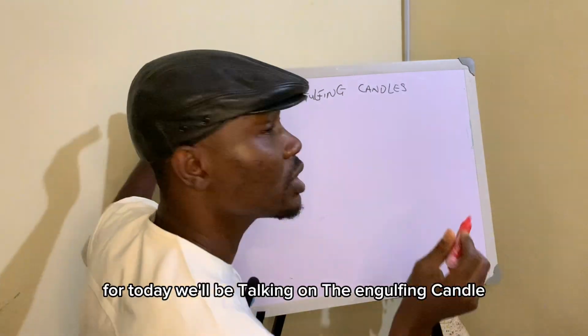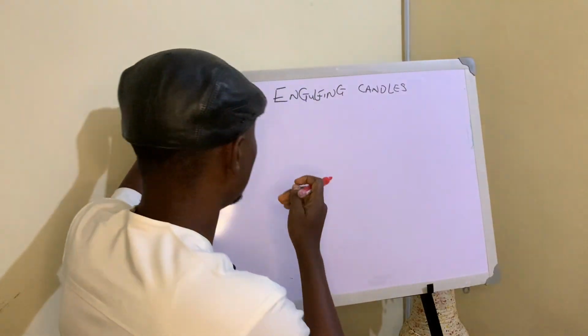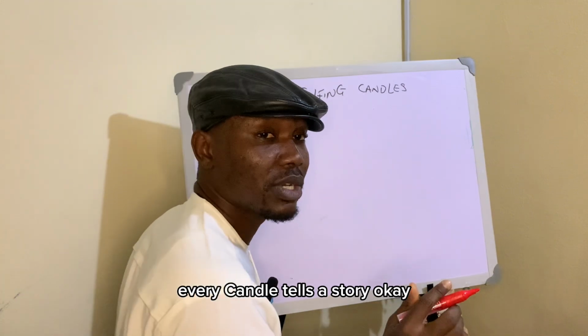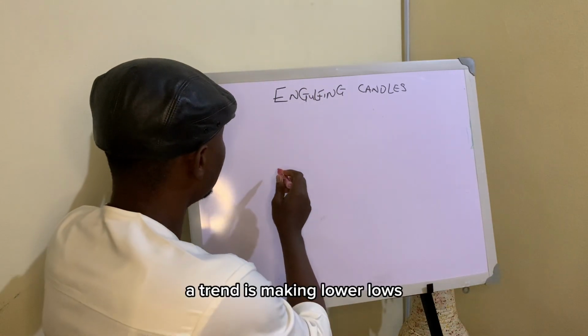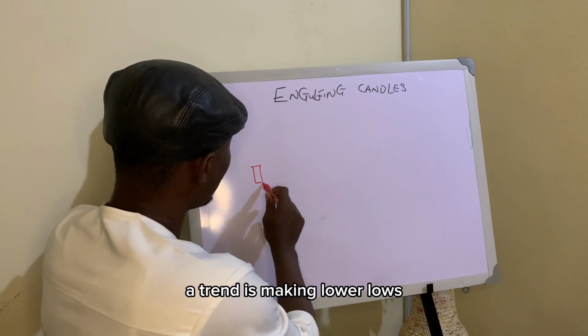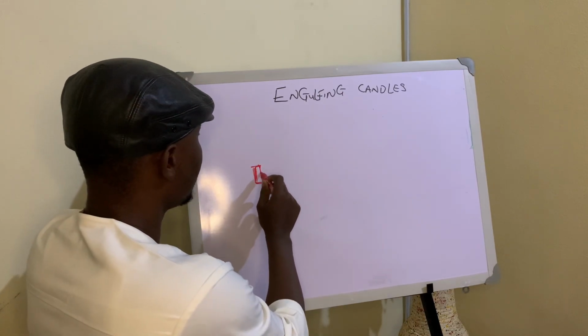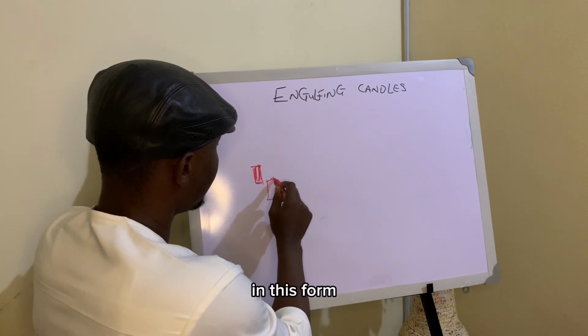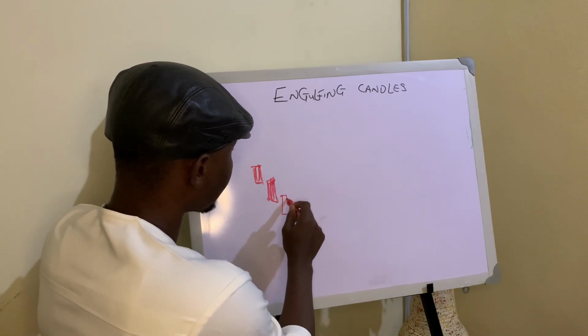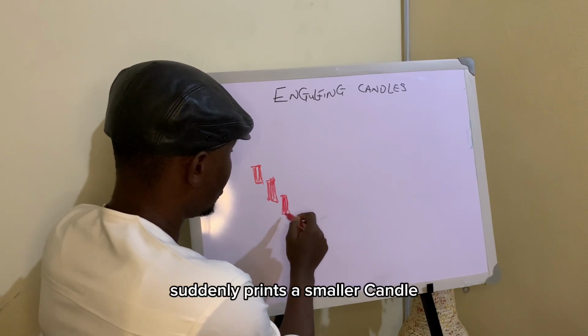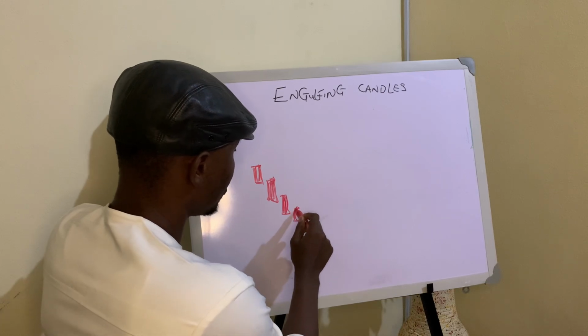Meanwhile, for today we'll be talking about the engulfing candles. Like I told us last time, every candle tells a story. So in a scenario where a trend is making lower lows, printing candles lower in this form, it suddenly prints a smaller candle.